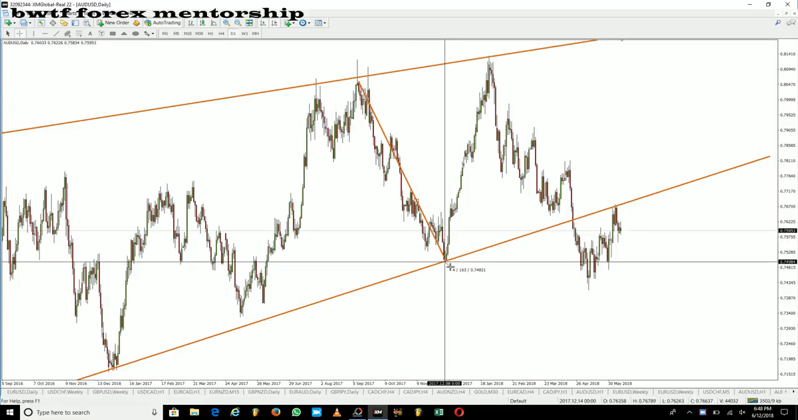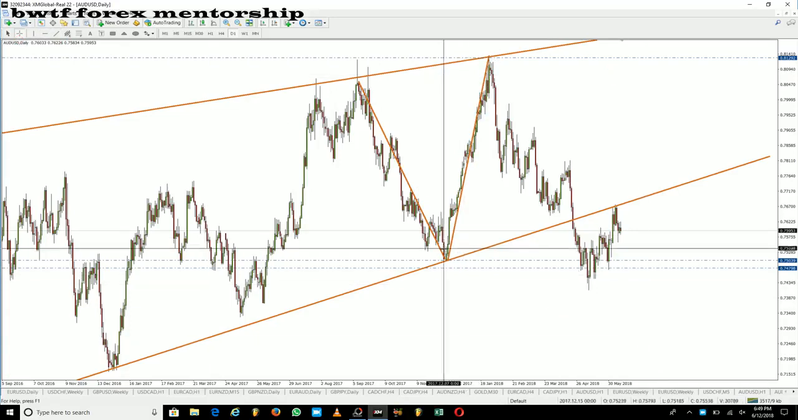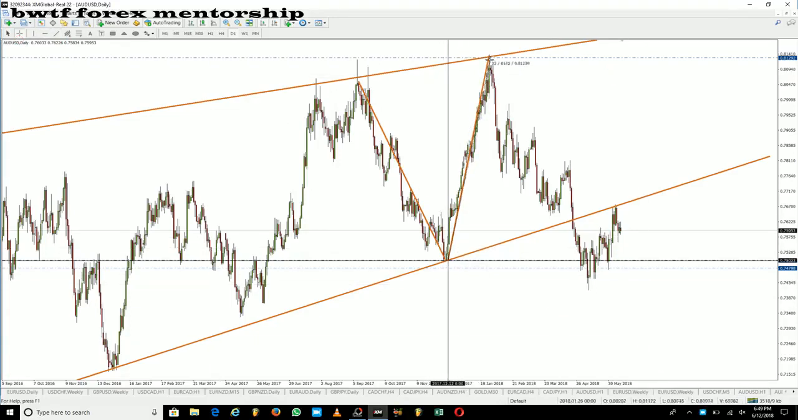And you're risking this much money to make this much. You understand? You're risking 200 pips to make 6,000 pips, which gives you a great advantage.